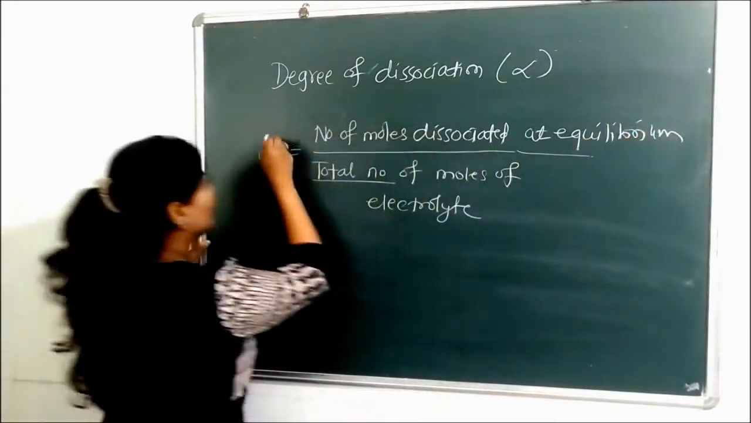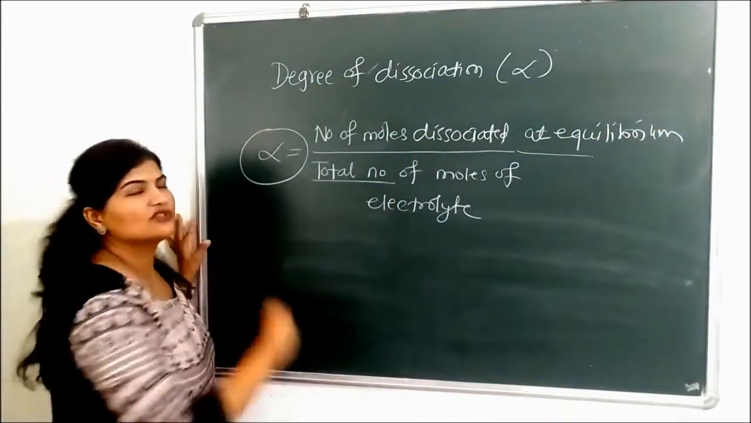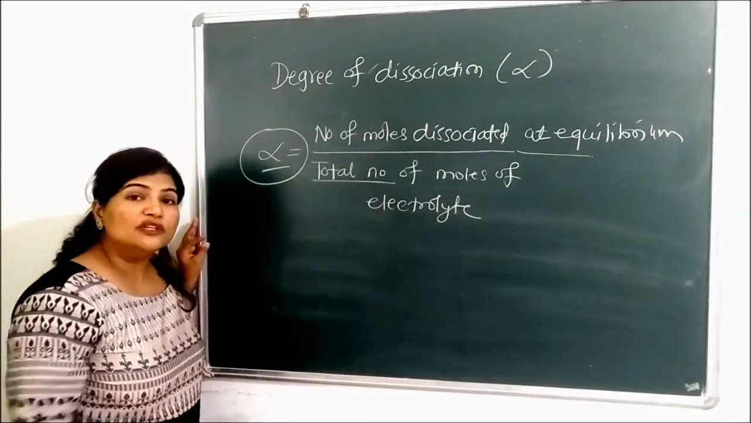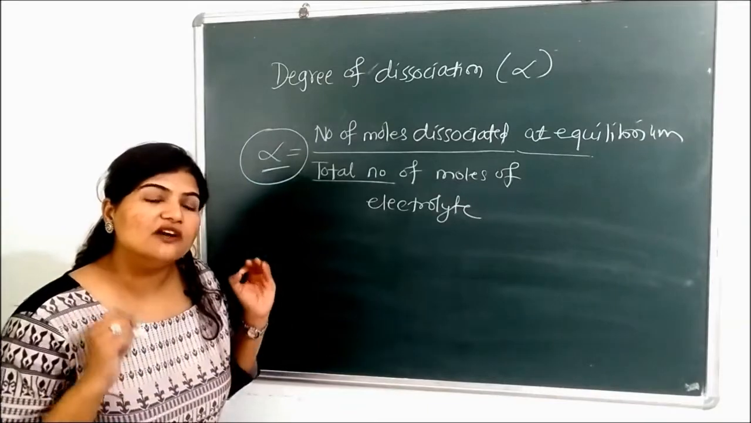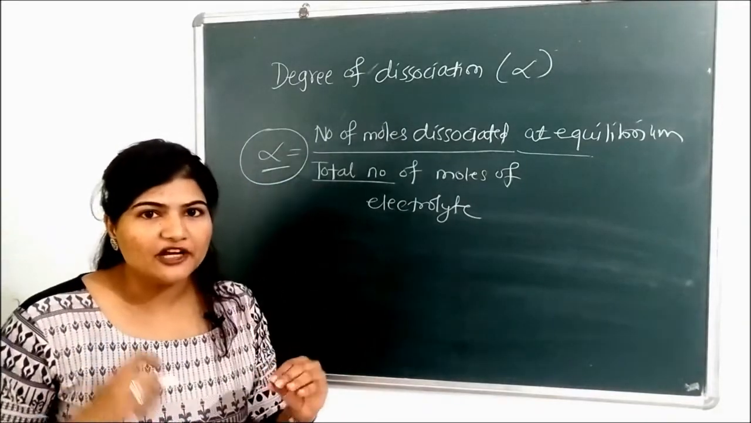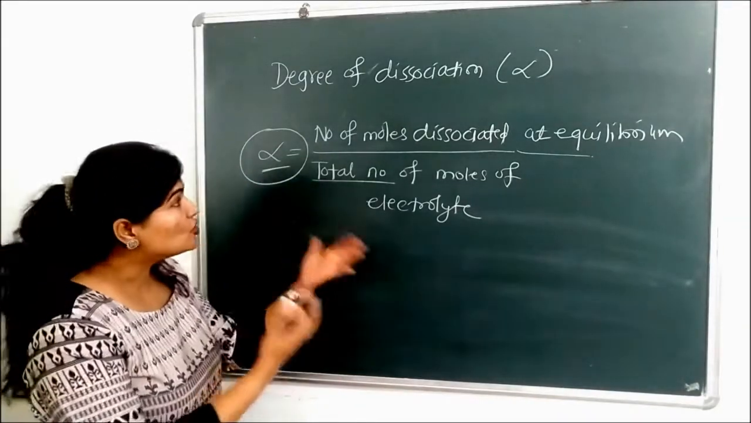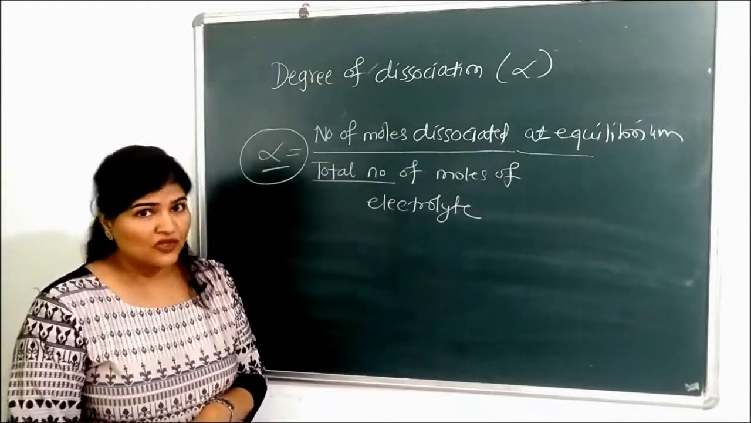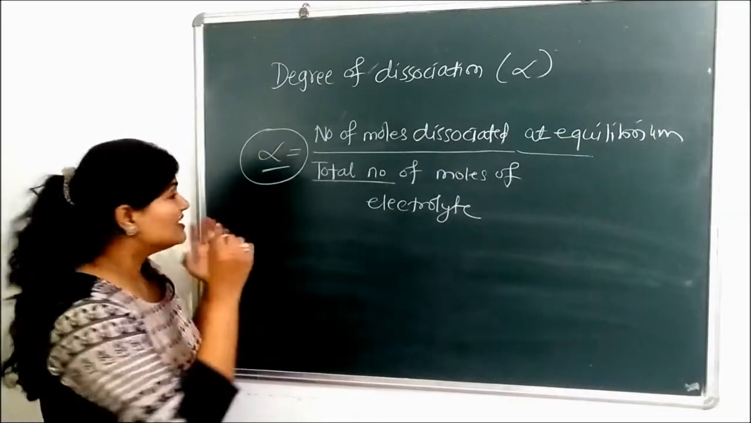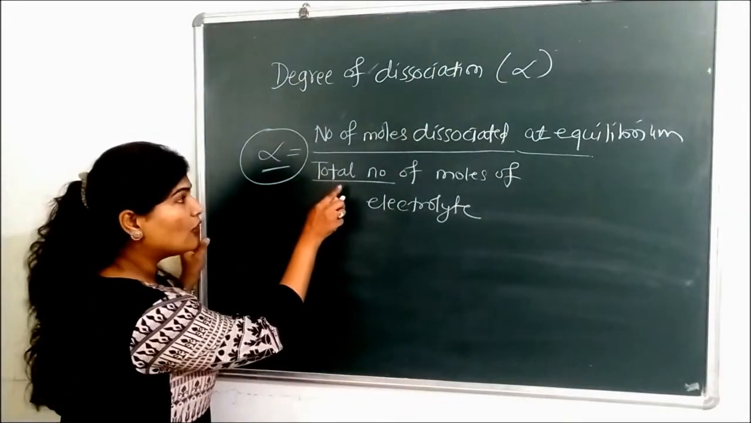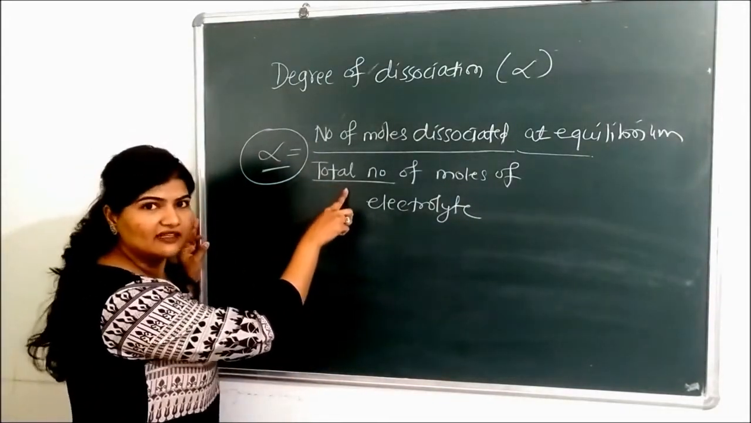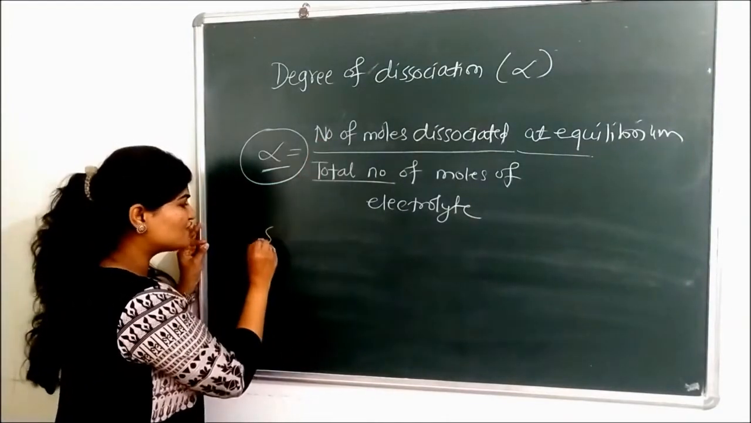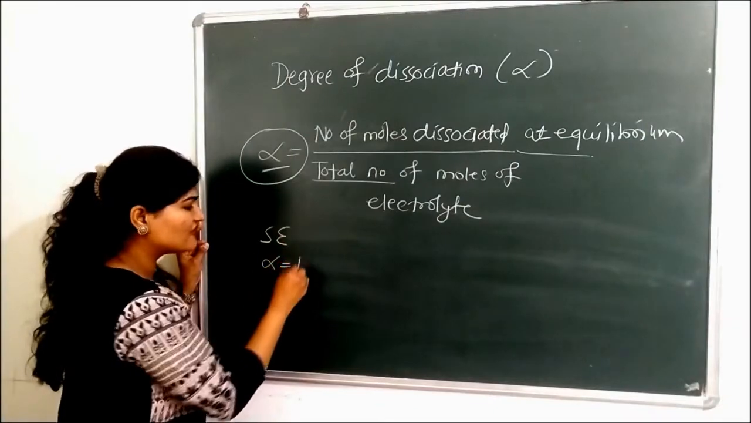That will be called the degree of dissociation, and it is shown by the symbol alpha. Degree of dissociation is a very good parameter to tell us how many moles of electrolyte are actually dissociating at equilibrium. For a strong electrolyte, the number of moles you are taking get completely dissociated. For strong electrolytes, your alpha value will be 1.